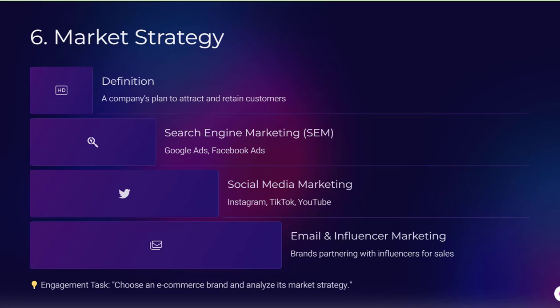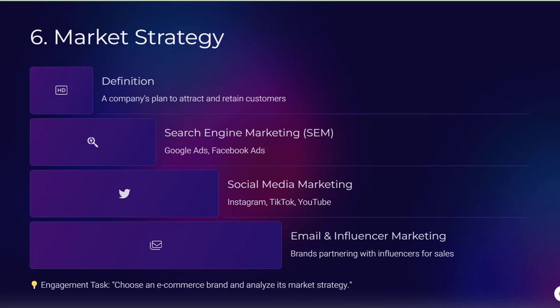The key elements of market strategy include search engine marketing, or SEM, like Google Ads or Facebook Ads. We pay to display on the top of the search engine. Another element of market strategy is social media marketing on platforms like Instagram, TikTok, and YouTube. Another element is email and influencer marketing, where brands partner with influencers to drive higher sales.